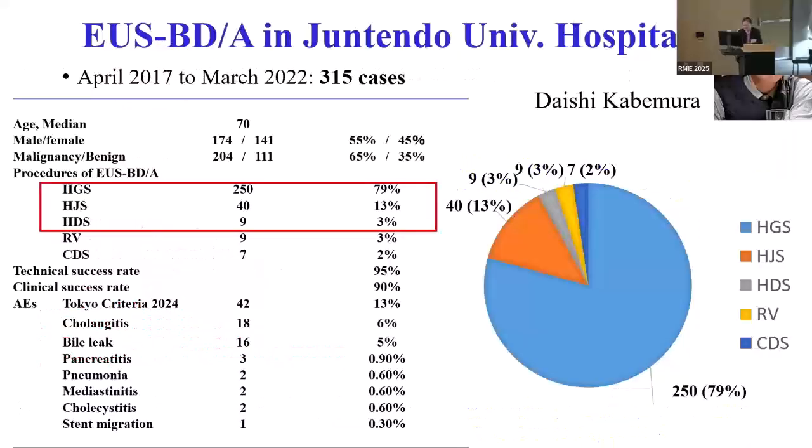This is our data, the ESBDA in our university. 95% is the intrahepatic approach. This approach has very wide indications. On the other hand, the extrahepatic approach is CDS, which is only 2%. So it is most of the cases of failed cannulation.